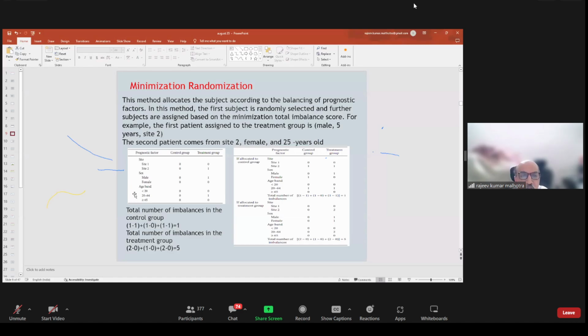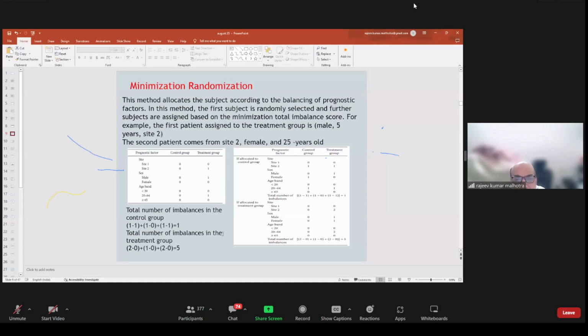You calculate first for site. In that case, in site we have 1 minus 1 in the control group, since site is already assigned as 1. Then 1 minus 0 for the female, since there is none, so we assign 1 minus 0. And for the 25-year-old, that is already there, 1 minus 1, so the total is 1. So the total number of imbalances in the control group is 1.